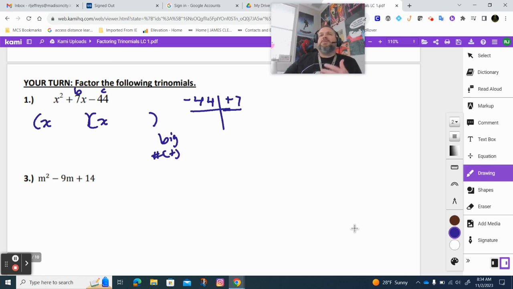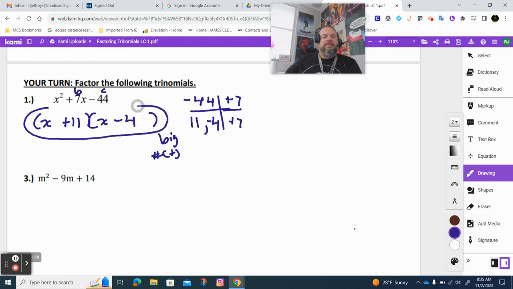What are some numbers that will divide 44? 11 and 4, and the big number's positive. So 11 minus 4 gives us 7. All right, so there's our factors. So we can put positive 11 here, negative 4 here. And that's it. That's our answer.